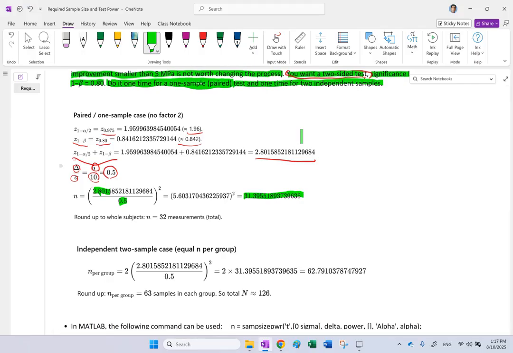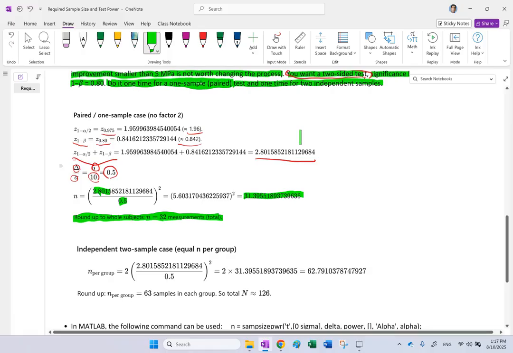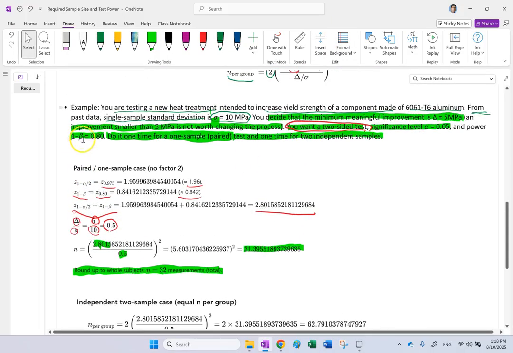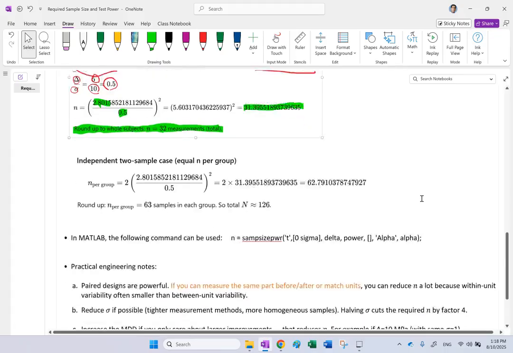Now, number of samples is an integer number, so you have to round it to the next number. You have to use basically a ceiling operator. And so the minimum number of samples that you need to perform this test is 32. So you need at least 32 samples to achieve an 80% power test, or 20% chance of type 2 error, and 5% chance of type 1 error. Okay?